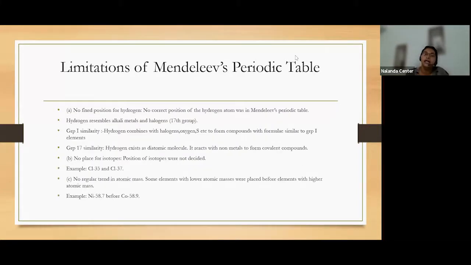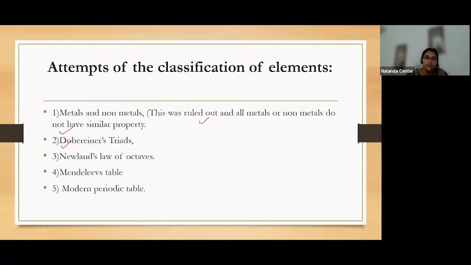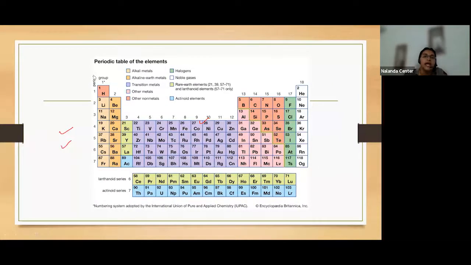Now coming to the limitations of Mendeleev's periodic table. First and foremost, hydrogen's situation is very bad. Hydrogen has no fixed position. Hydrogen has the twist that it behaves like the first group, and has a similarity with the first group as well as with the 17th group. If you see hydrogen over here, it behaves like the first group as well as like the 17th group.